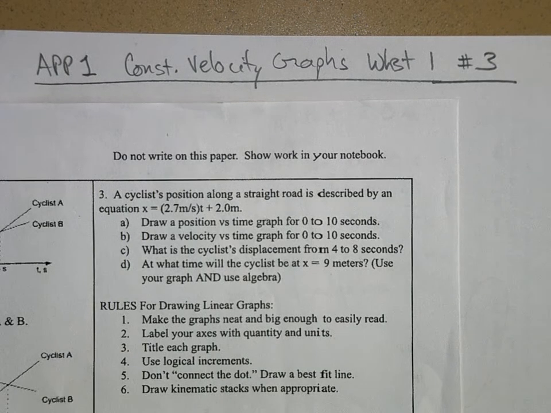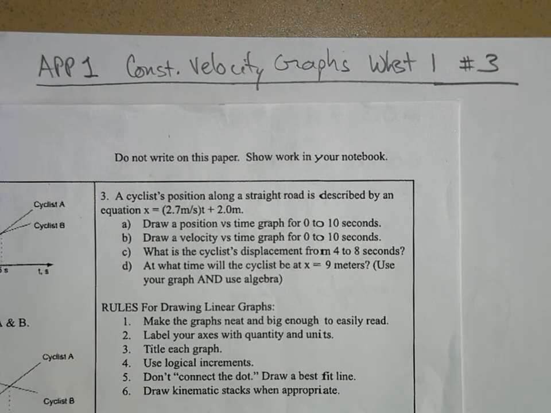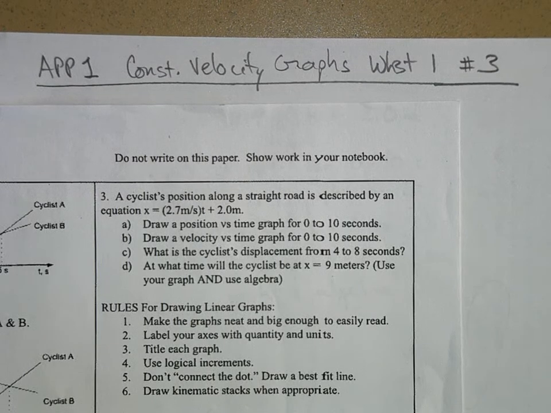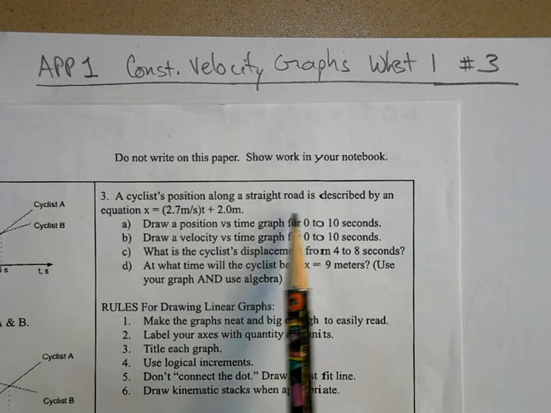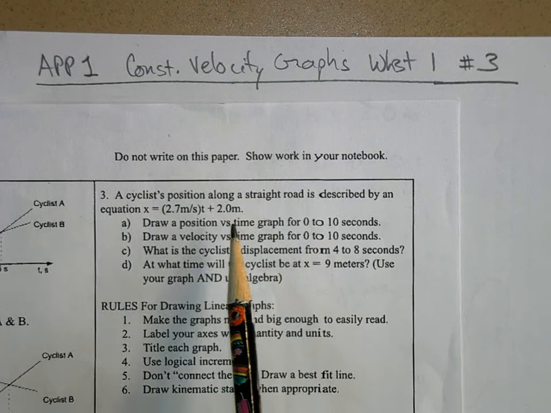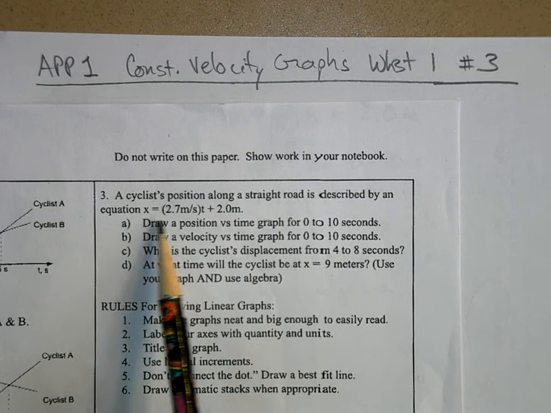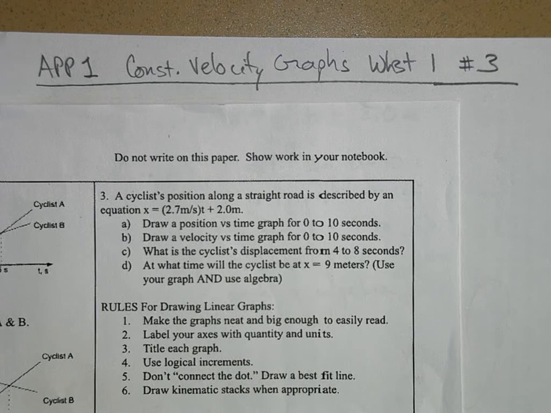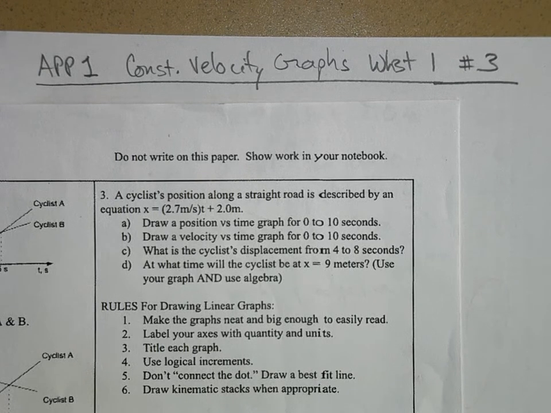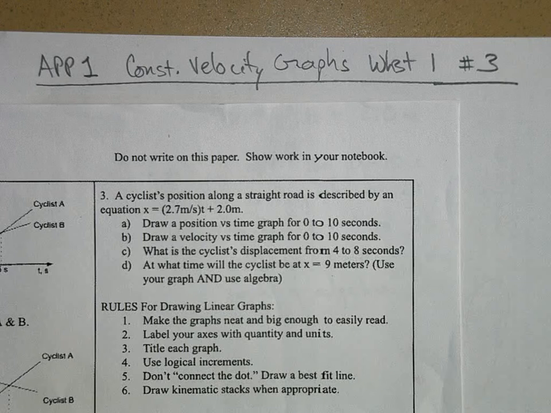All right, let's do problem number 3 on the constant velocity graph worksheet number 1. Let's read it. It says a cyclist's position along a straight road is described by the equation x equals 2.7 meters per second times time plus 2.0 meters. A, draw a position versus time graph from 0 to 10 seconds. B, draw a velocity versus time graph from 0 to 10 seconds. C, what is the cyclist's displacement from 4 to 8 seconds?